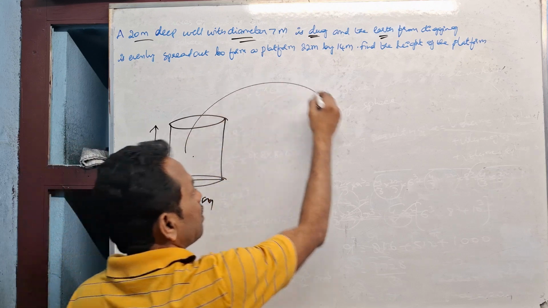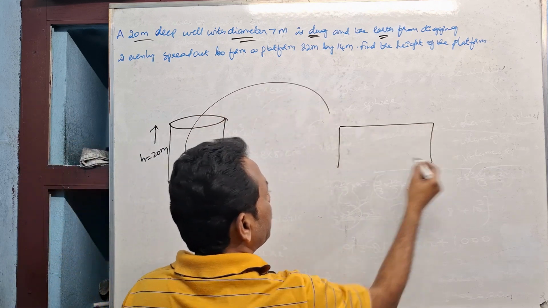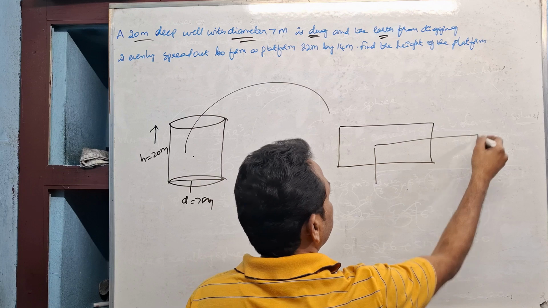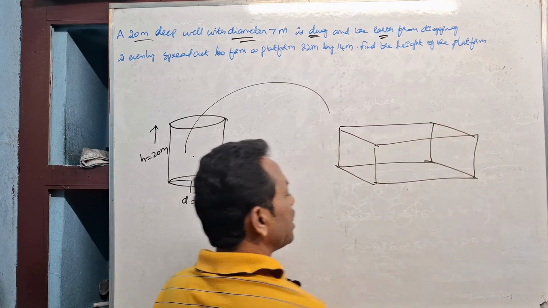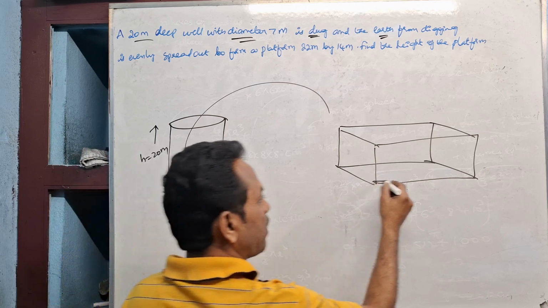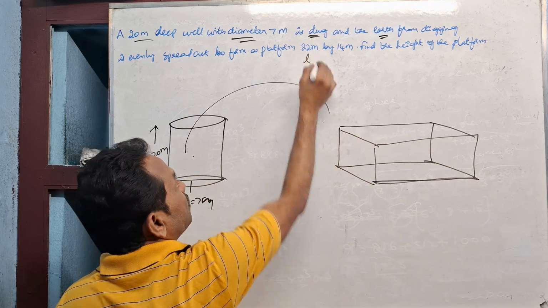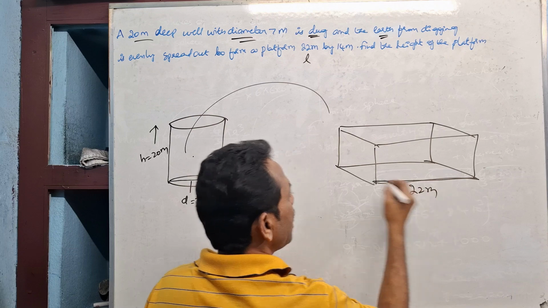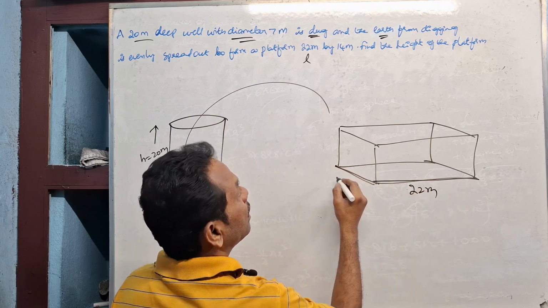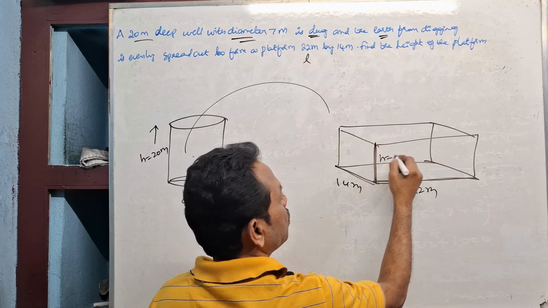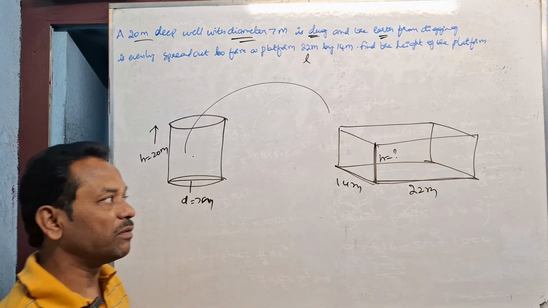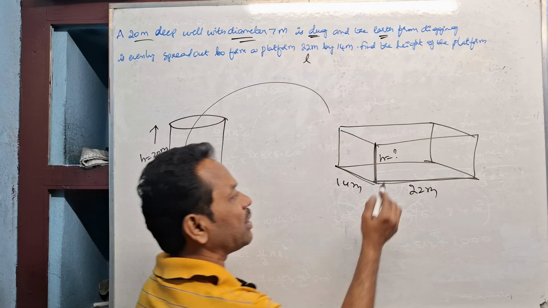The earth is made in the form of a platform. The platform will be in the shape of a cuboid. Given that the length of this cuboid is 22 meters and the breadth is 14 meters. We need to find the height of the platform. In a sense, we need to find the height of the cuboid.